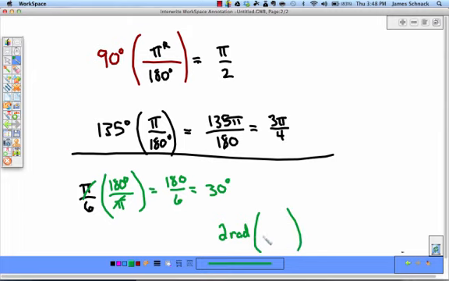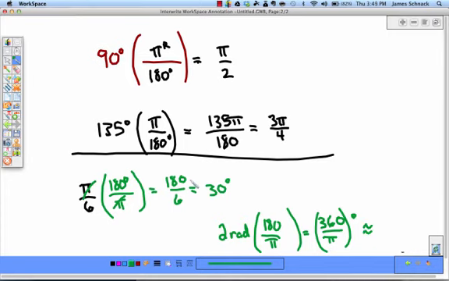But what if I have, I don't know, 2 radians? How do I deal with that? Well, the exact same way. We're going to multiply by 180 over pi. We get 360 over pi degrees exactly. Most of the time we'd put that into a calculator, do 360 divided by the pi button, and we'd get a decimal approximation.